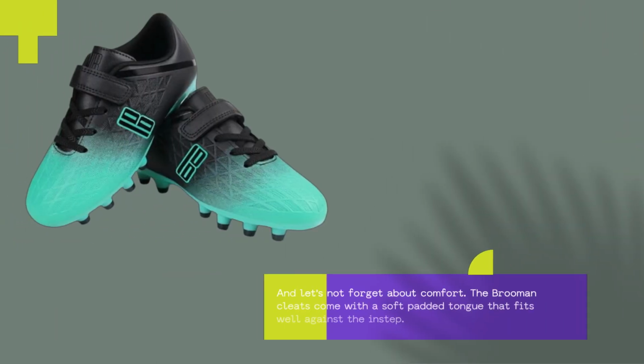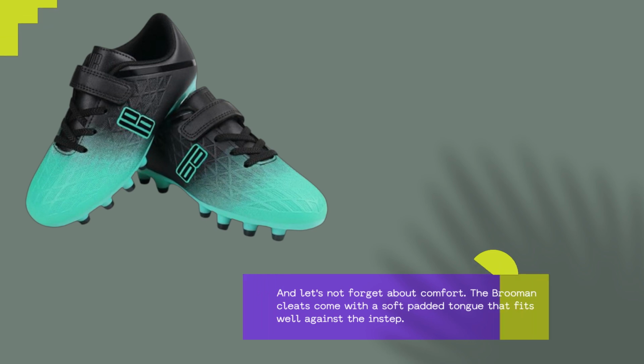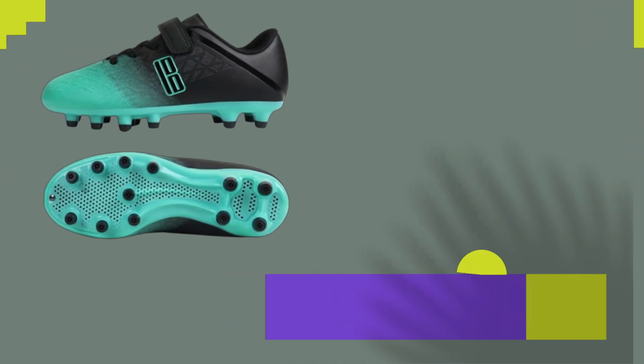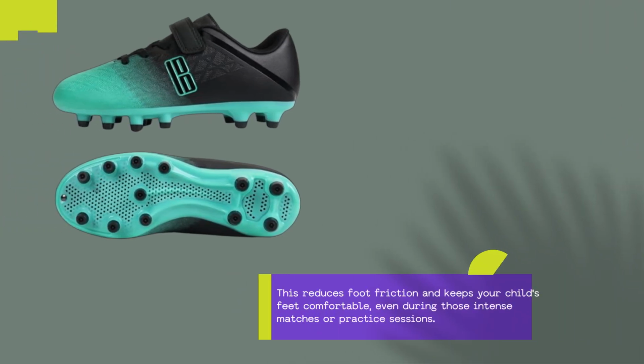And let's not forget about comfort. The Brooman cleats come with a soft padded tongue that fits well against the instep. This reduces foot friction and keeps your child's feet comfortable, even during those intense matches or practice sessions.